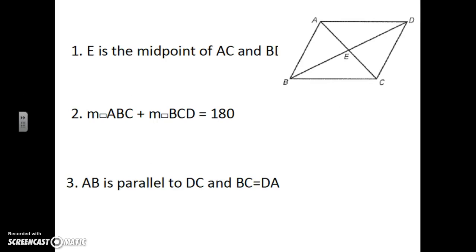Let's look at some more practice. With this picture, if I know that E is the midpoint of AC and BD, I can prove that this is a parallelogram because both diagonals are bisected.